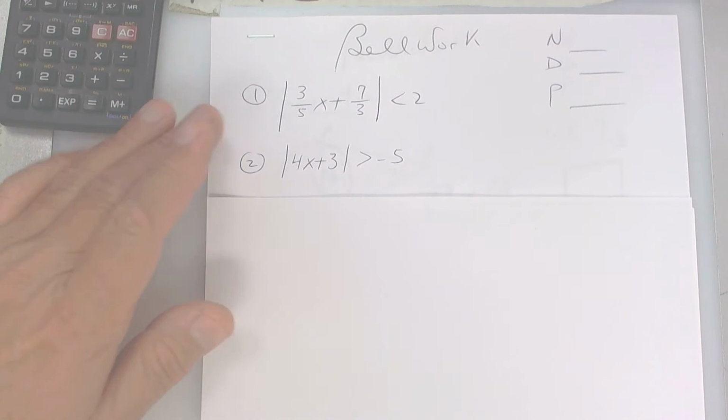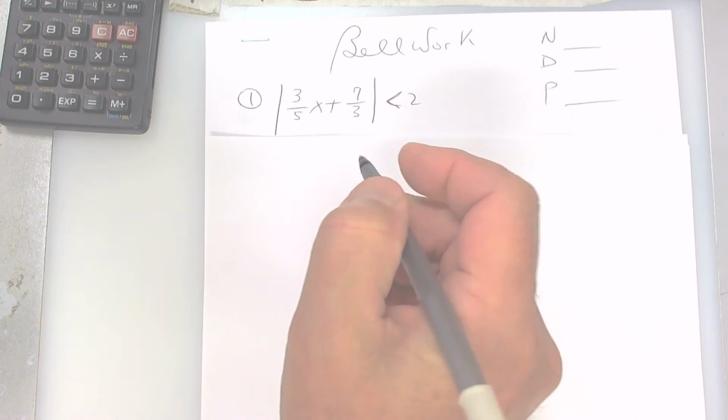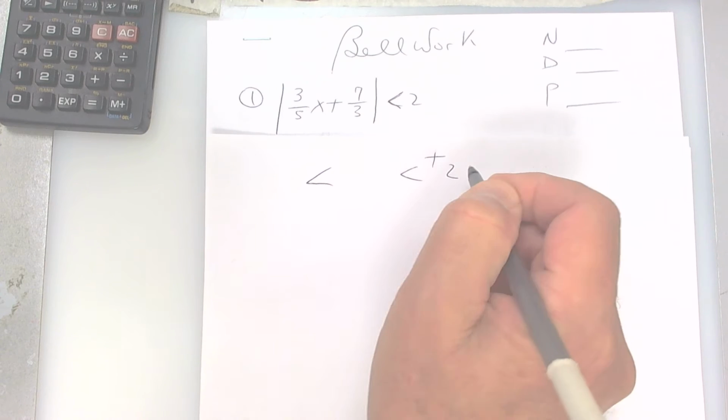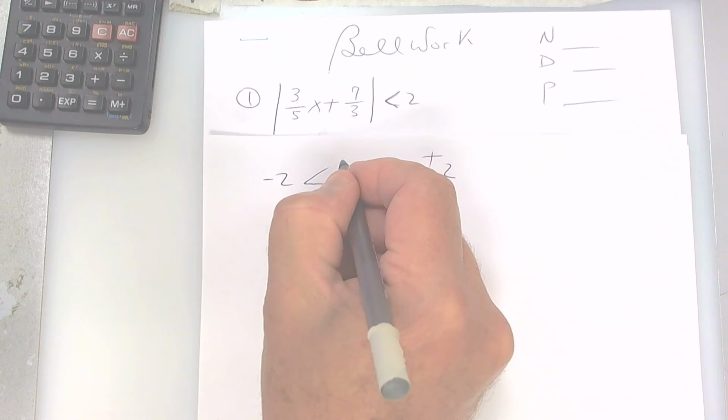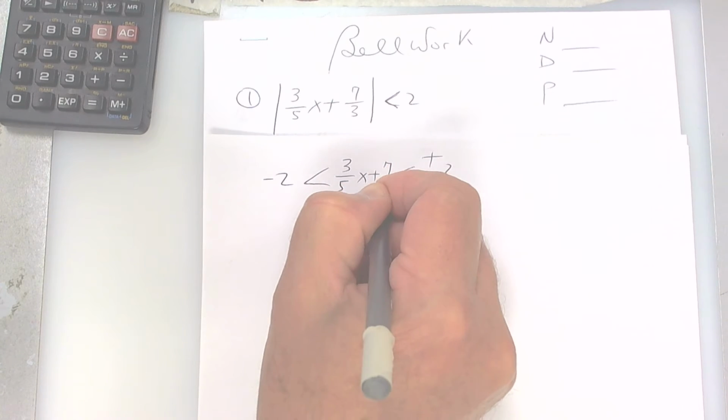Notice that there are two possibilities. This one, the inequality, points towards the absolute value, so you're going to squeeze it in between something with a plus and something with a minus. So you're going to put 3 over 5x plus 7 over 3.